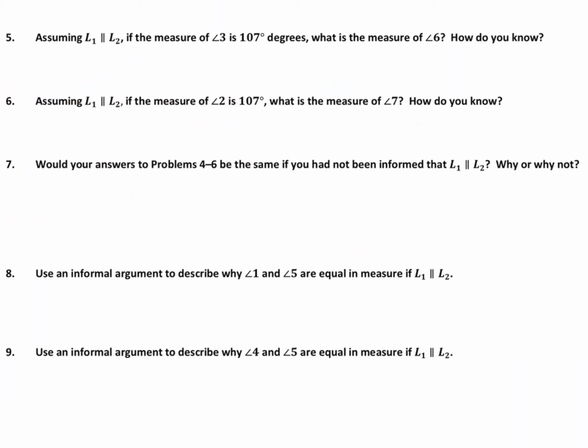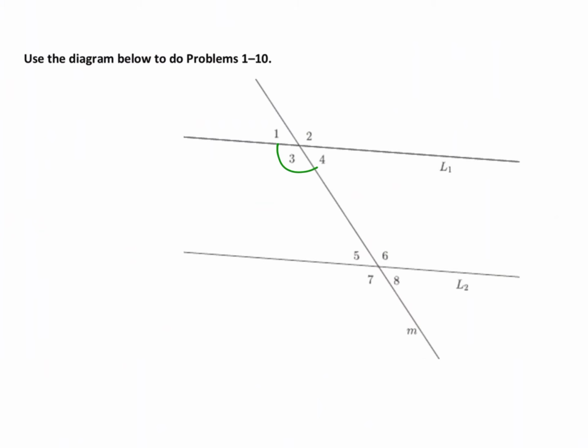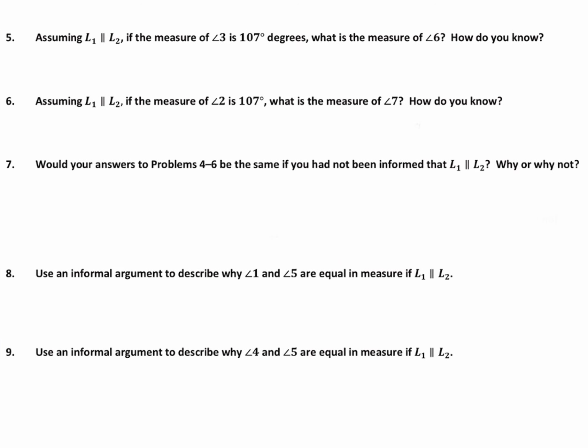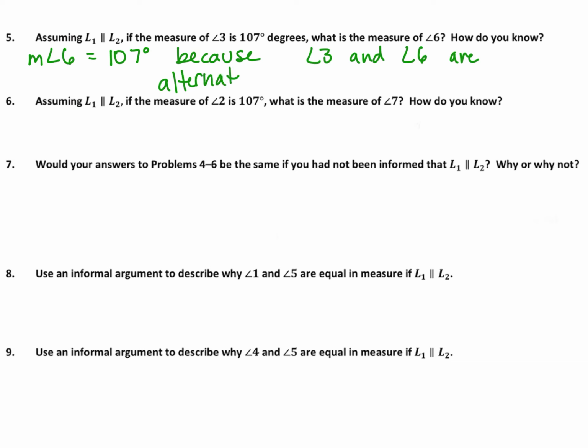5. Assuming the lines are parallel, if the measure of angle 3 is 107, what is the measure of angle 6? So 3 we said was 107 degrees, and it's asking about the measure of angle 6. Angle 6 would also have a measure of 107 degrees because angle 3 and angle 6 are alternate interior angles.